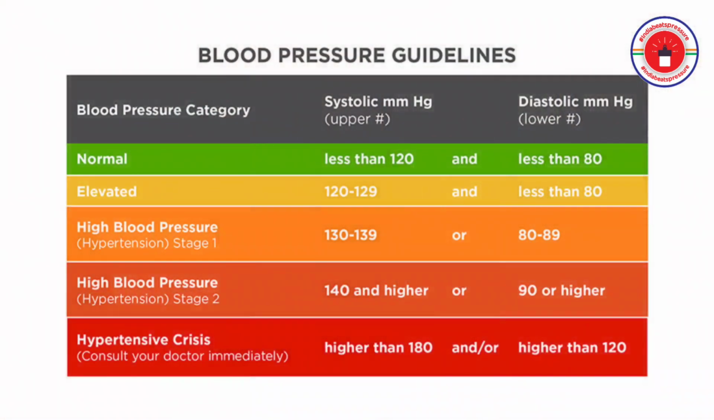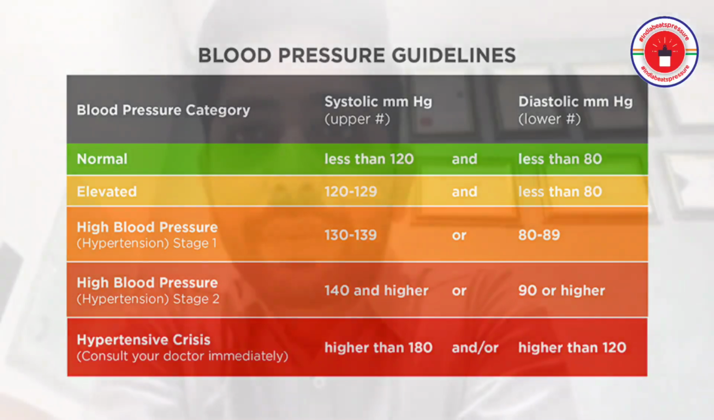So what is the normal range for blood pressure? The normal range for blood pressure falls between 100 to 140 for systolic and 60 to 90 for diastolic. So what are systolic and diastolic blood pressures?